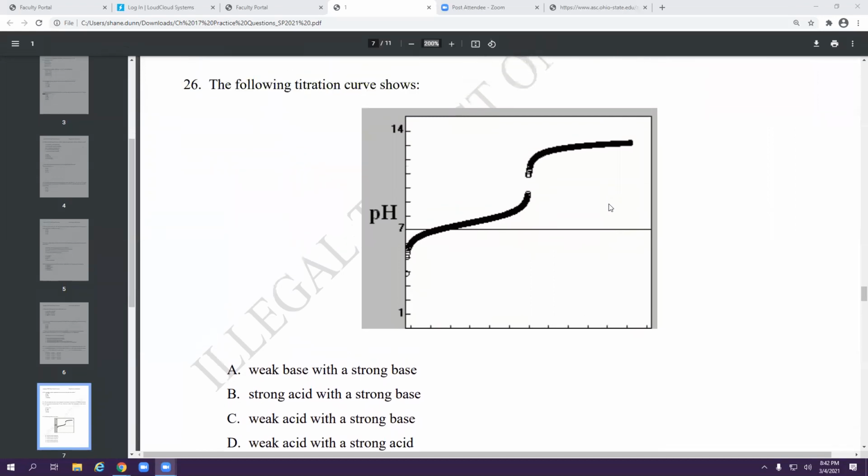Okay. This titration curve. Where's the starting point located? Good. It's below 7, right? Which means it's an acid, but it's not near 1, which means it has to be a weak acid. Where does it go all the way up to? Roughly 12, so a strong base. So it is a weak acid reacting with a strong base. Does that make sense?